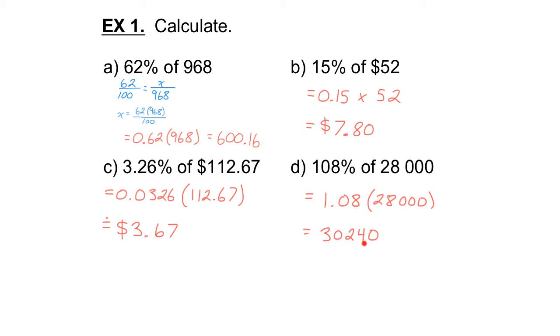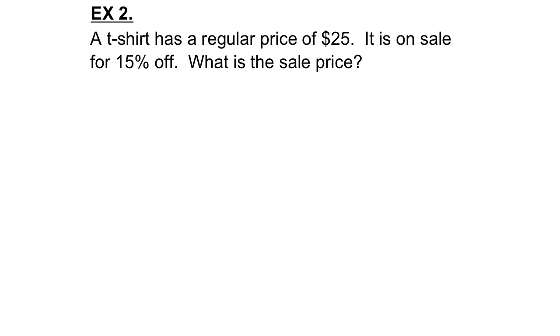Multiply: 30,240. So takeaway message here, if you want percent of a number, you take the decimal version of the percent and multiply. But we don't just calculate percent of a number. Usually we do something with that. Usually it's either going to be a percent decrease or a percent increase.